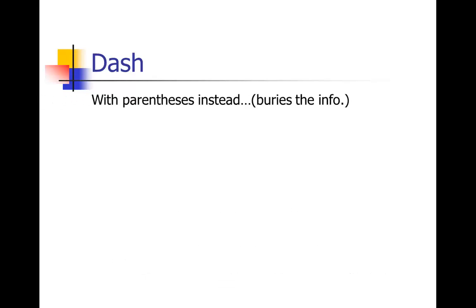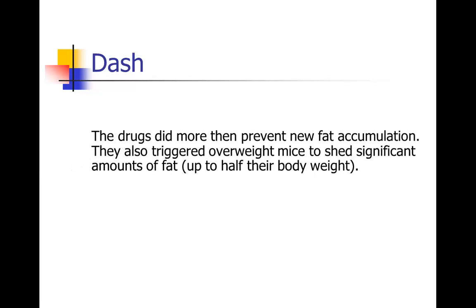All right, a couple more examples of the dash. Well, let me show you actually first with the parentheses instead, if you used parentheses in those two examples rather than a dash. So in that first example, if I use a dash for up to half their body weight, remember that put emphasis. If I use parentheses here instead, it kind of completely buries the information. It's like, oh, it's up to half their body weight. Like that isn't important or exciting or interesting. Where in fact, that's the most important and interesting part, that it was so big.